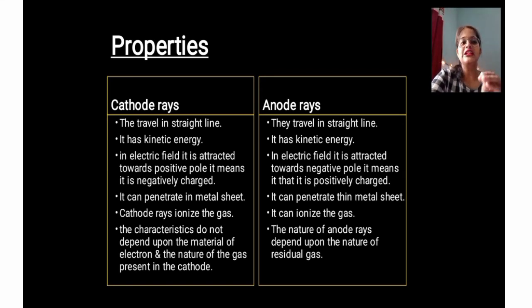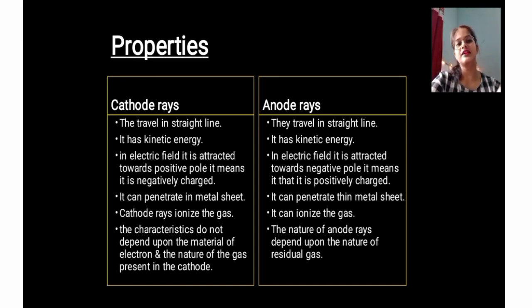Now, it can penetrate thin metal sheets. It is applicable for both anode rays and cathode rays. Both can penetrate thin metal sheets, and cathode rays can ionize gases. Same with anode rays, they can also ionize gases. And what are the differences? There are only two differences. The first I have explained, the one about the electric field.